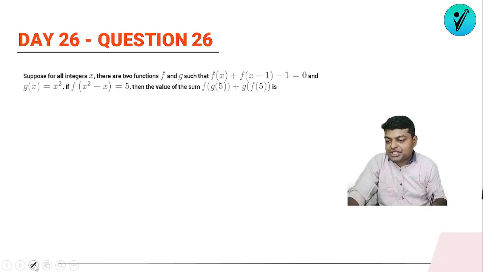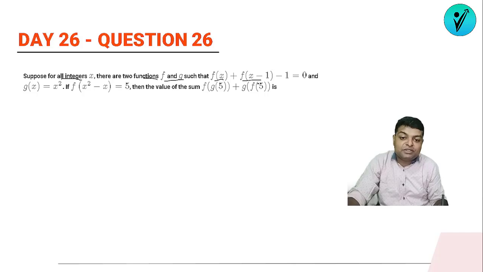The question says that suppose for all integers x, there are two functions f and g such that f of x plus f of x minus 1 equals 0 and g of x is equal to x square. Basically, this is a question from the composite functions chapter. If f of x square minus x is 5, then the value of f of g of 5 plus g of f of 5 is.